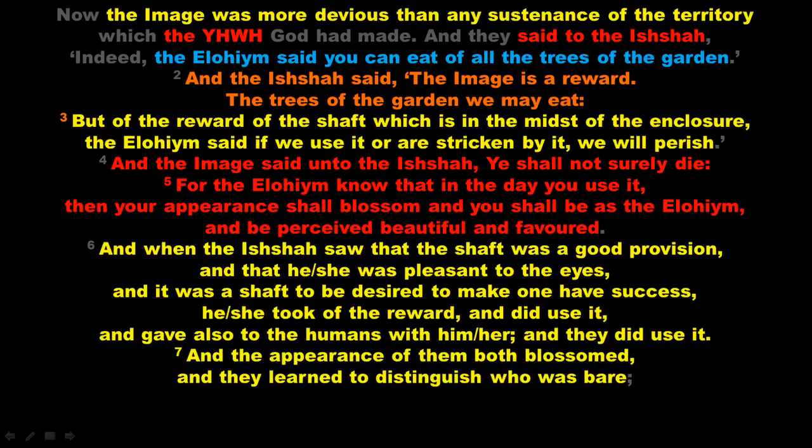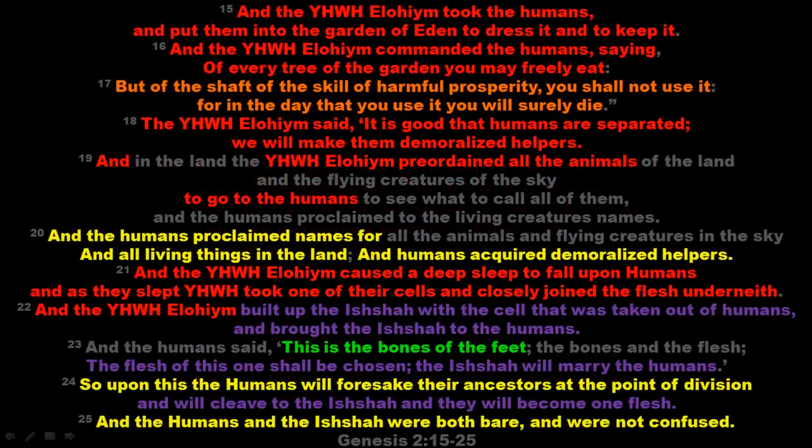And this is interesting because we were told in Genesis 2 that the Yahweh created the Ishah in order to mate with the humans. So Genesis 2 verse 23 says, the flesh of this one shall be chosen. The Ishah will marry the humans. And now that makes sense because it says they're now using a technology that makes them appear beautiful, a technology that the Yahweh gave them, but that was forbidden by the early creators.